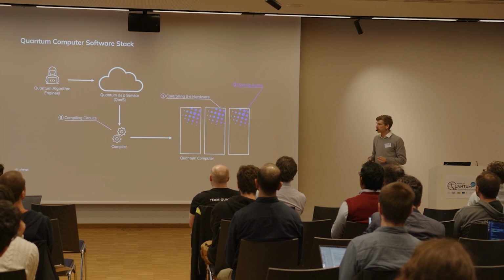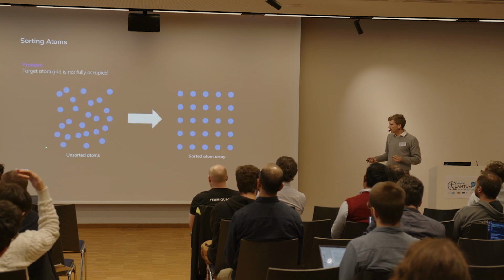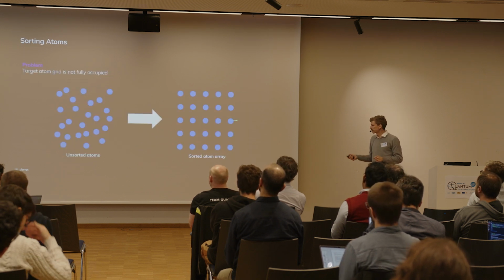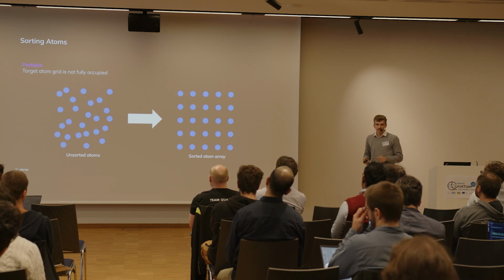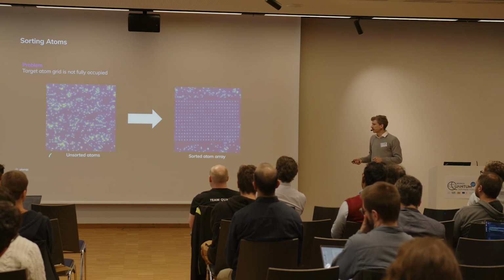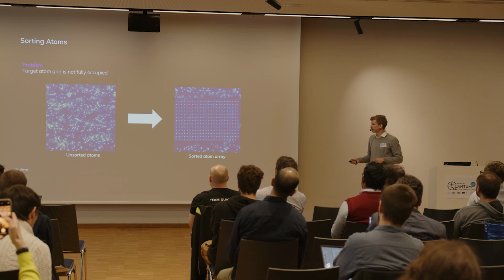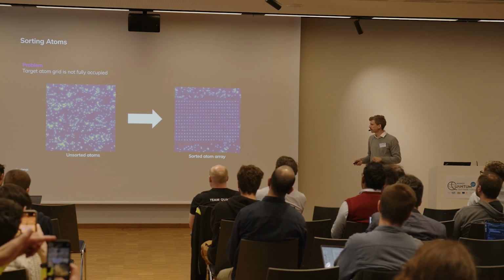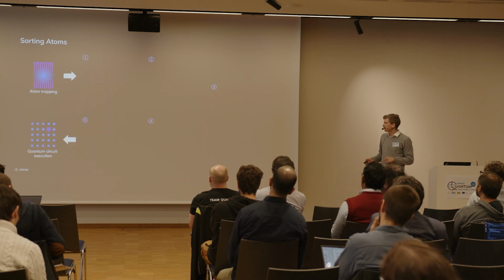When the hardware can be controlled, we can also start sorting atoms. So what does this mean in the end? We have seen this before, like we have these unsorted atoms, and we want to have this sorted atom array. And in real life, this looks more like this. So on the left side, it's unsorted, here it's more like sorted. And this is for sure more challenging.